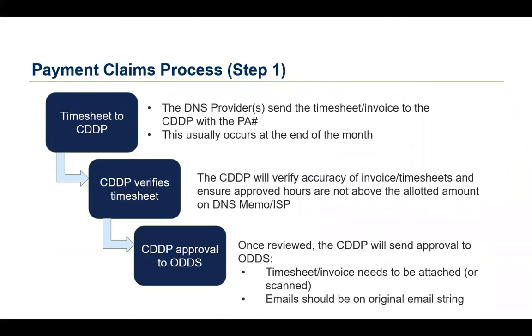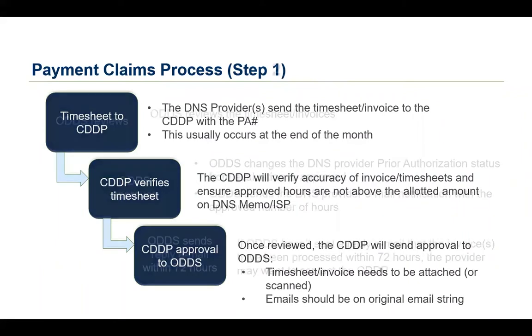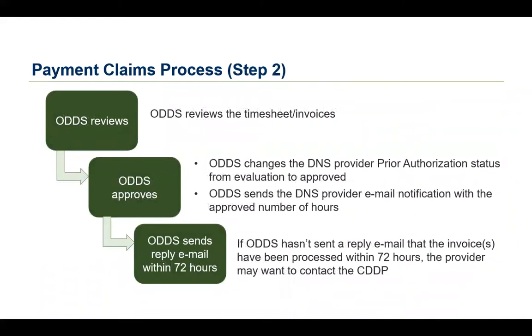So now let's see what happens when ODDS receives the approval from the CDDP. ODDS will review the timesheets and invoices. Once all the reviews and approvals are complete, ODDS will change the DNS provider authorization status. By knowing that number, they can go in and change it from evaluation to approved. And then ODDS will send the DNS provider an email notification that it can submit the claim based on the PA number with the approved number of hours. So that's when the folks at the provider office can put in for the dollars and get paid.